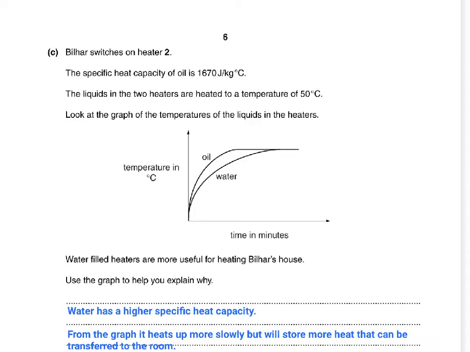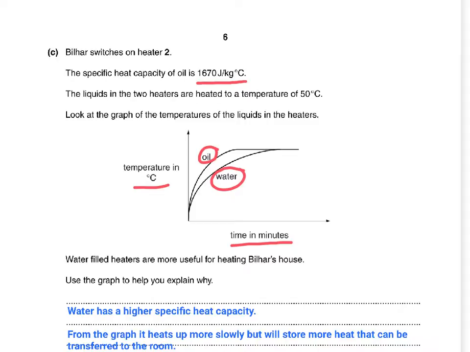Then part C, Bilha switches on heater 2. The specific heat capacity of oil is 1,670 joules per kilogram degrees C. The liquids in the 2 heaters are heated to a temperature of 50 degrees C. Look at the graph of the temperatures of the liquids in the heaters. So we have temperature versus time in minutes, and we can see the 2 graphs for oil and water, and quite clearly oil heats up quickly, water heats up much more slowly, hence the difference in their slopes, and that is because of their different specific heat capacities.